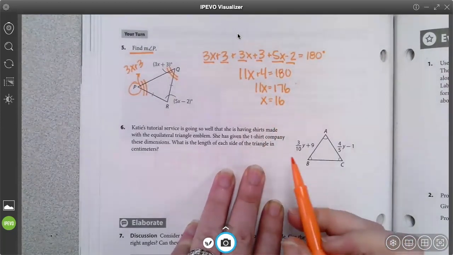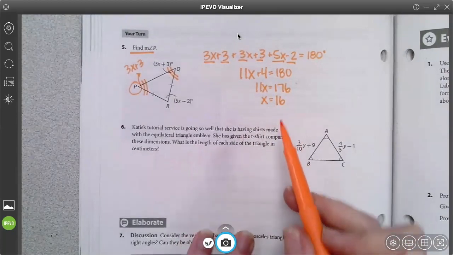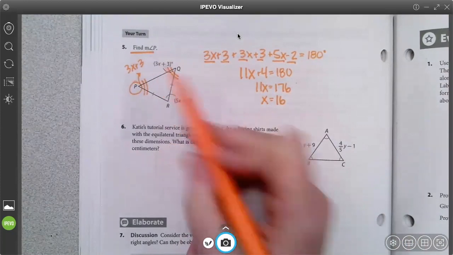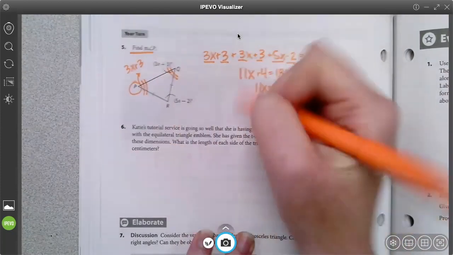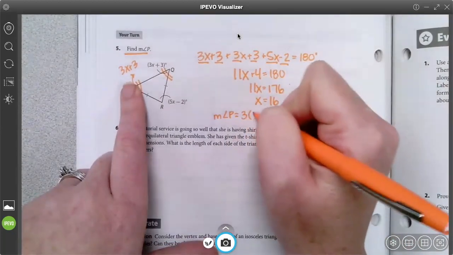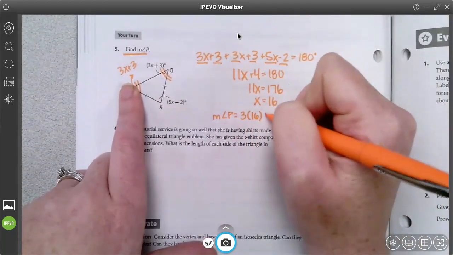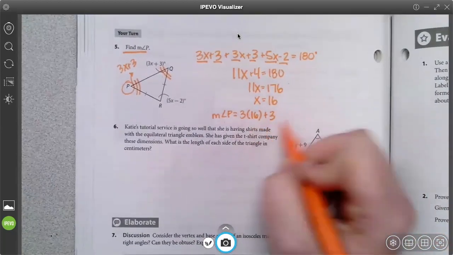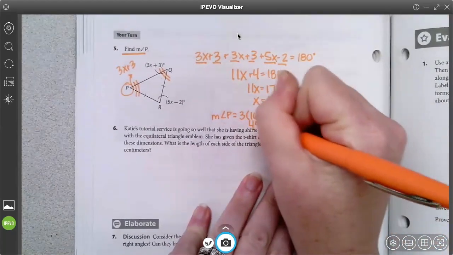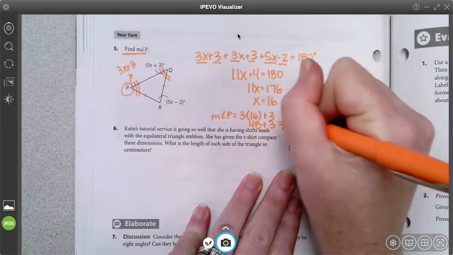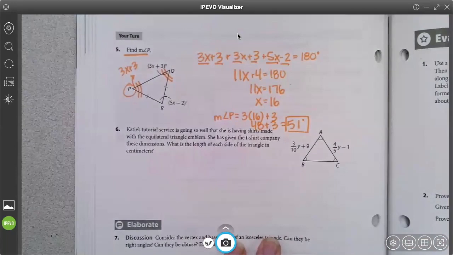But once again, we need to check and make sure that we're solving for the right thing. We're supposed to be solving for angle P, so we need to take this 16 and plug it in. So the measure of angle P is equal to 3 times that 16 we just found, plus 3. So 3 times 16 is 48. 48 plus 3 is 51 degrees for the measure of angle P.